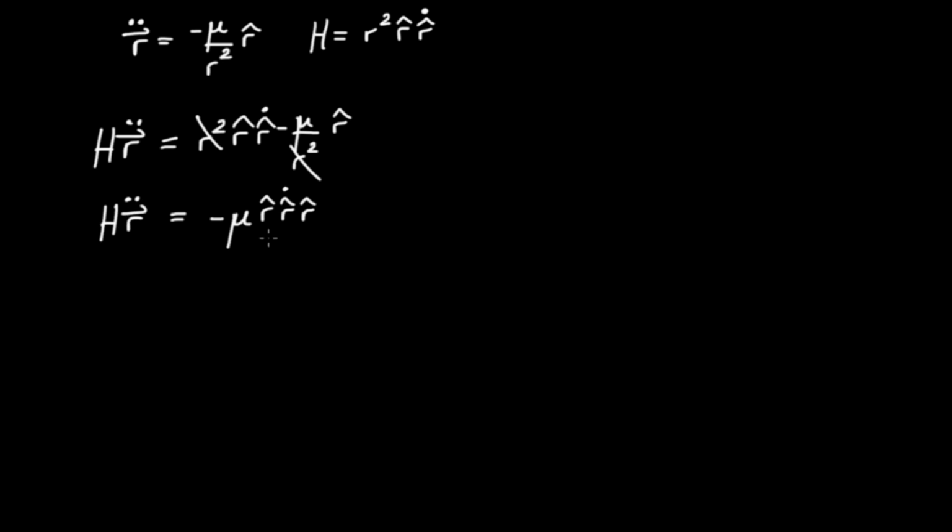Now, remember what we were saying in the previous video about this r hat and r hat dot. These vectors are orthogonal. Now remember that I'm allowed to commute those two under the geometric product as long as I flip signs.